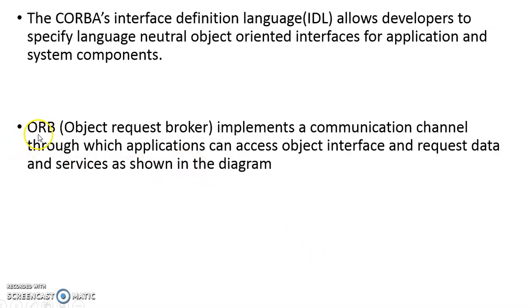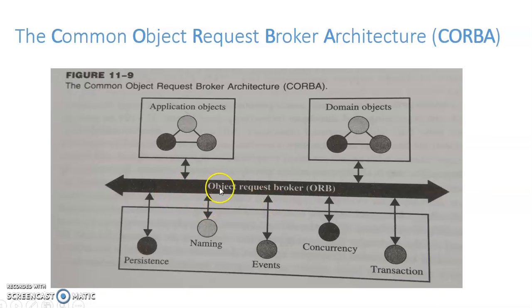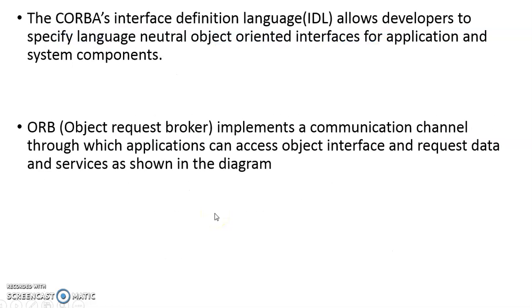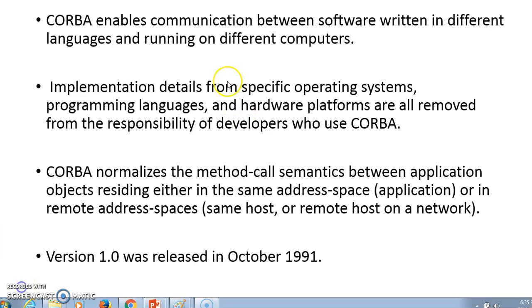This is important. Object Request Broker implements a communication channel through which applications can access object interfaces and data requests and services as shown in the diagram here. This is an Object Request Broker channel that is in between the application and the different components. CORBA enables communication between software written in different languages and run on different computers.